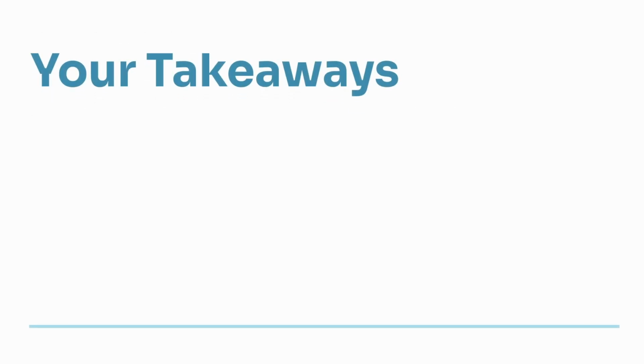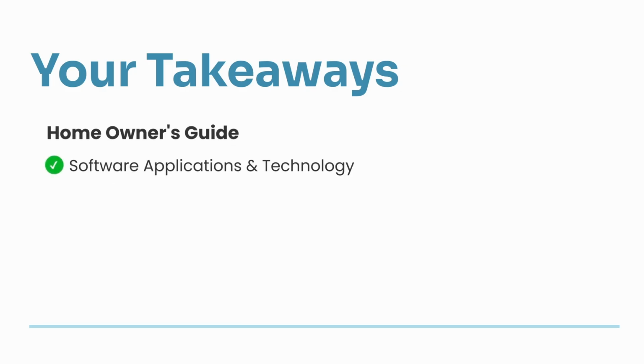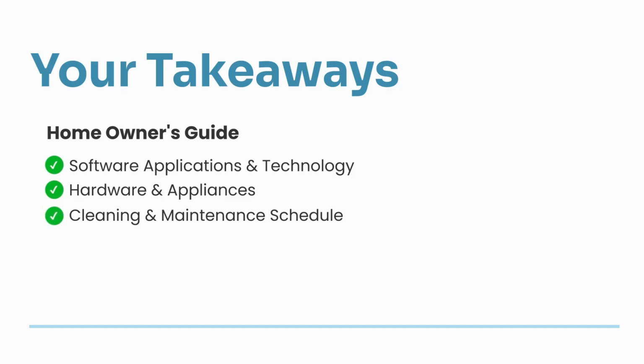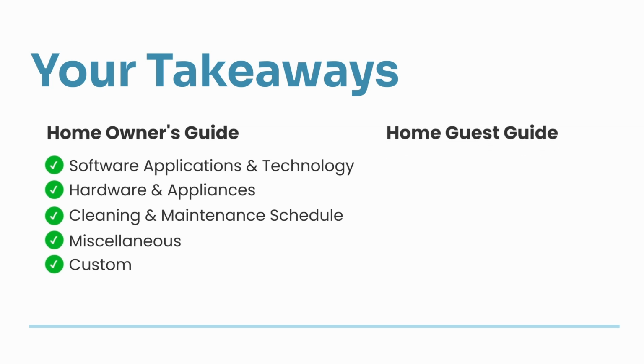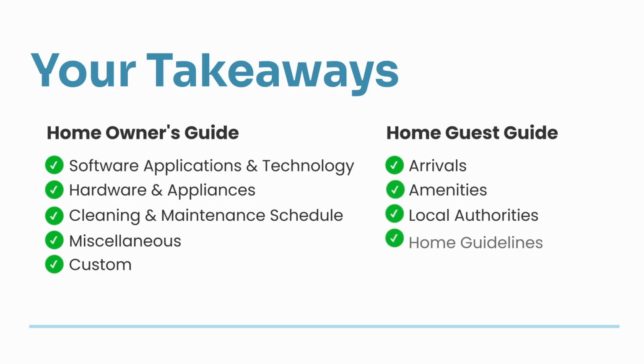That's it, everyone. So if you followed this exercise, you now have a homeowner's guide that captures all of your details regarding your software applications and technology, your hardware and appliances, your cleaning and maintenance schedules, any of those miscellaneous topics that we discussed here, and any custom information pertinent for this homeowner's guide to complete it in totality. Next, if you followed the instructions for this, you have a home guest guide too, where you have all of the information for your guests to know upon arrivals, the amenities they can use for the house, local authorities in case of an emergency, any home guidelines that you'd like them to know or reference, the departure instructions and information, as well as a custom section for your particular property. Great work. Let's close this out.